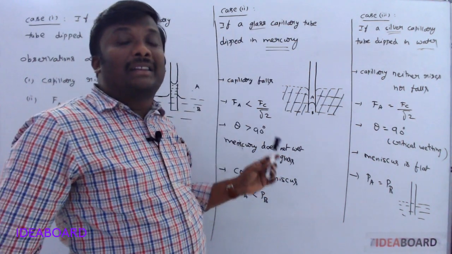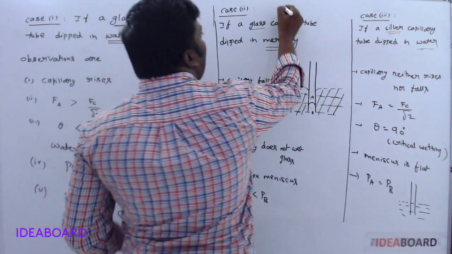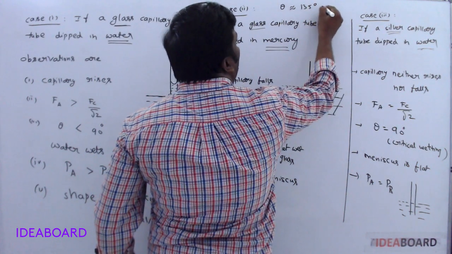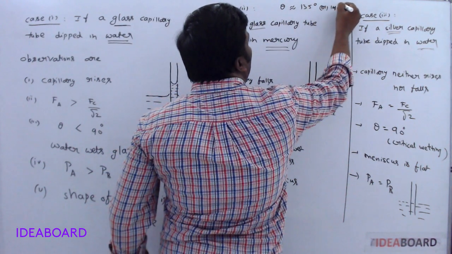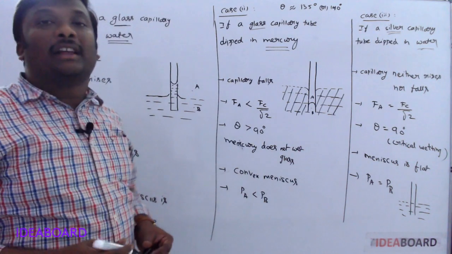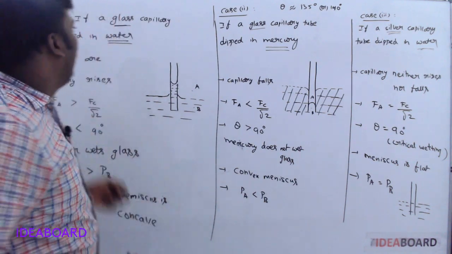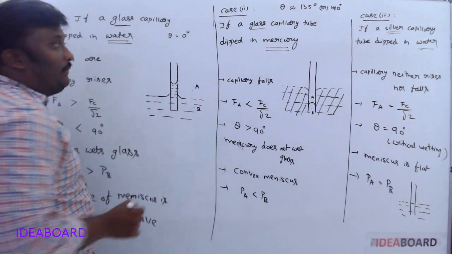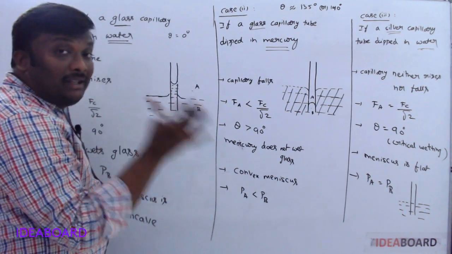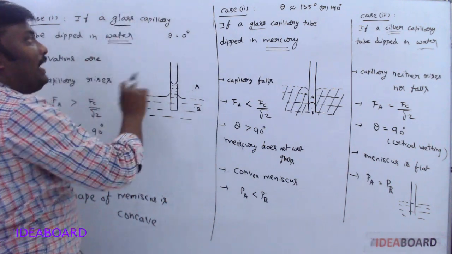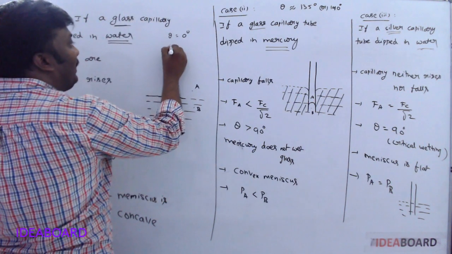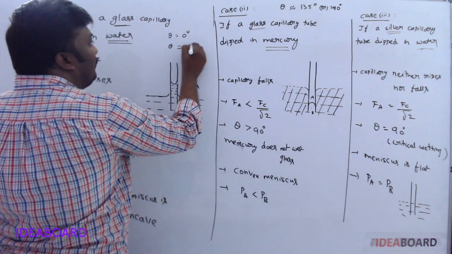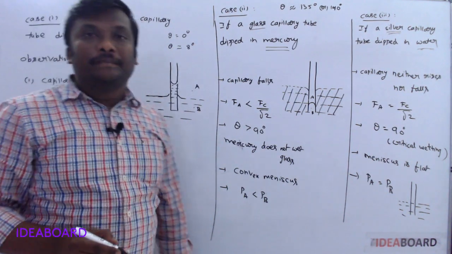Mercury always has a particular angle of contact value. The angle of contact value of mercury is nearly 135 degree. Originally they said about 140 degree, but for numerical purposes we are taking 135 degree. For pure water, the angle of contact is 0 degree. Okay, the angle of contact between the glass and water is 0 degree. For any impurities present, that value is nearly equal to 8 degree.